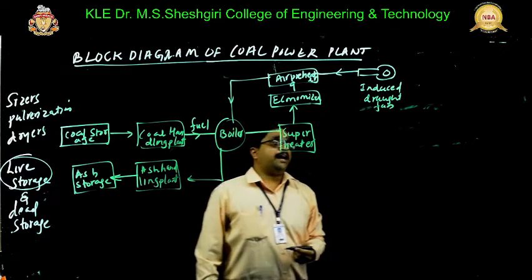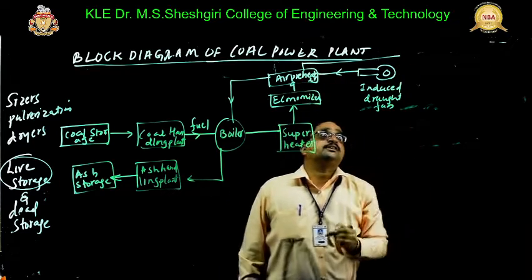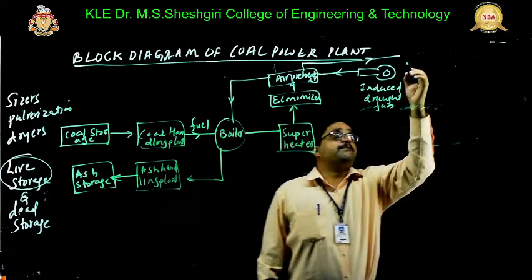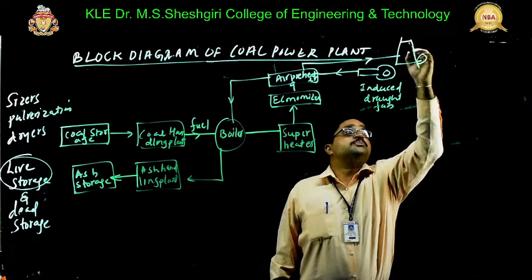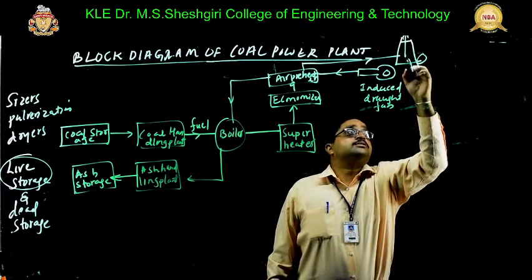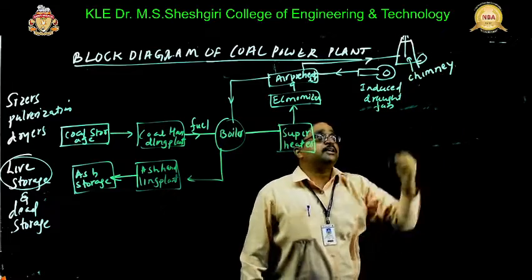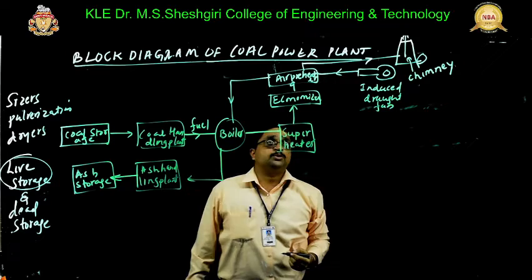Finally, the flue gases, the unwanted gases, after doing the useful work, are passed through a chimney. This is the chimney, expelling the unwanted flue gases after they have done their useful work.